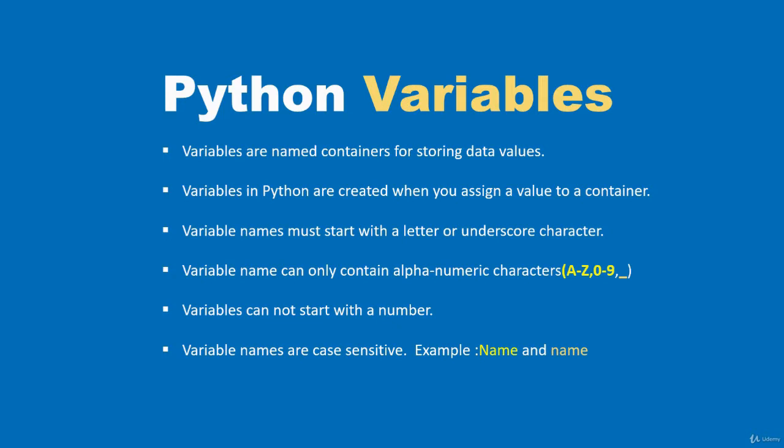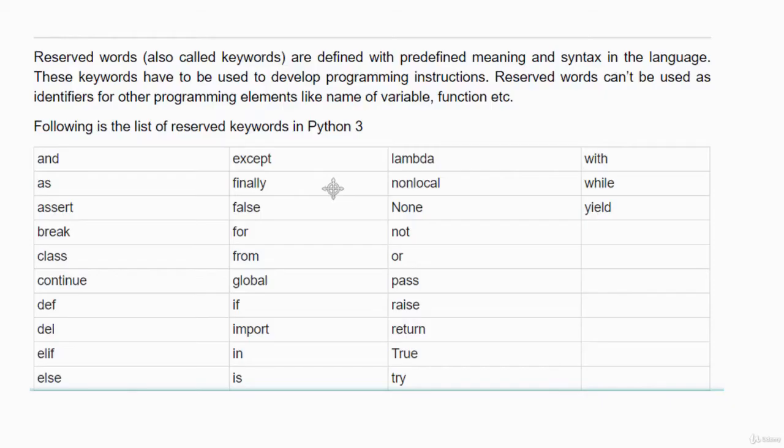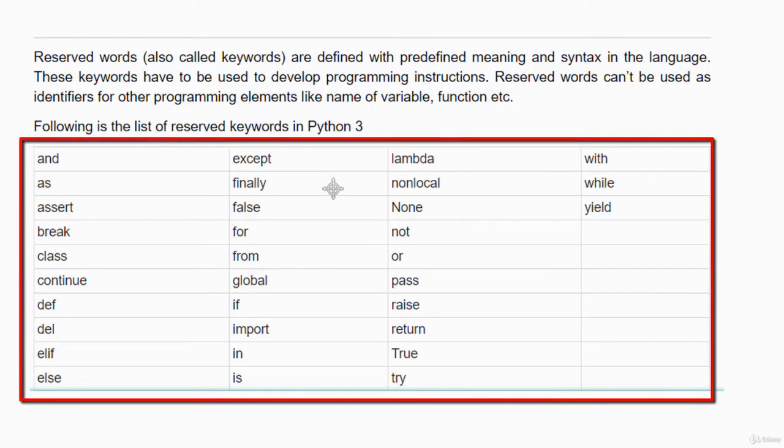Another important rule is that you cannot name your variables after Python keywords. There are certain keywords that are reserved for the Python programming language, which you cannot use as variable names. On the screen here, I've got a list of some reserved words in Python. They are called keywords. These are keywords that the programming language actually uses. So when you create a variable, you cannot use any of these words listed in this table.